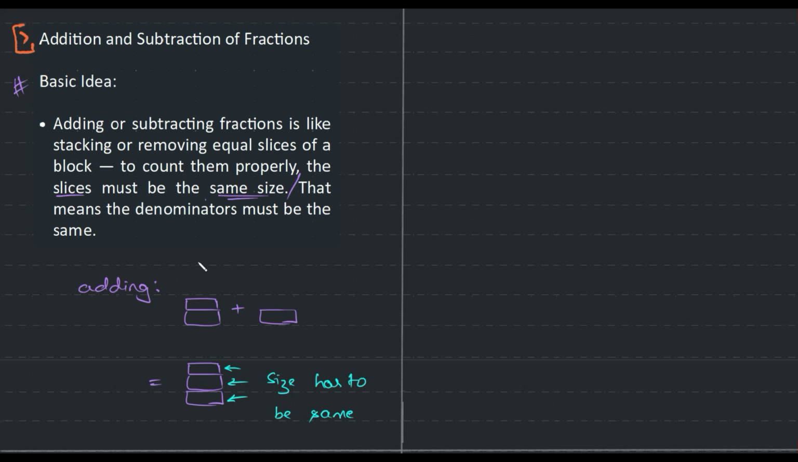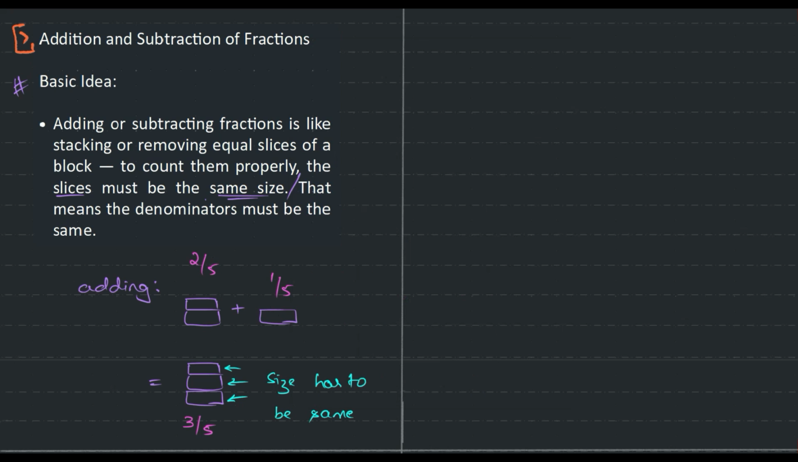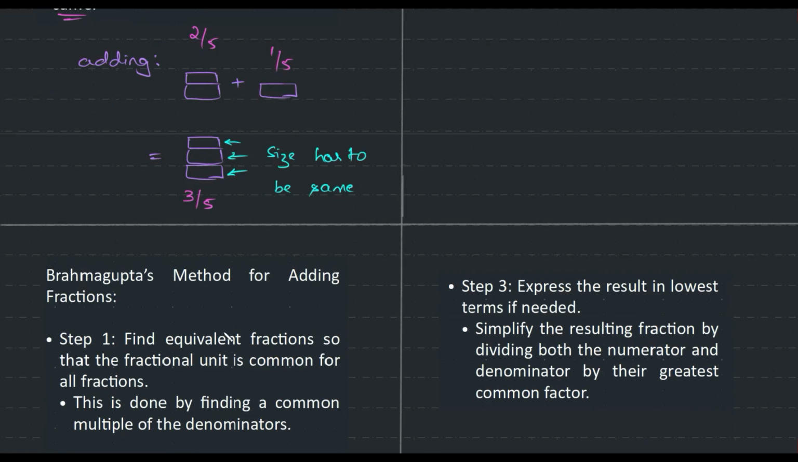This represents say 2 by 5 and this represents 1 by 5. And this will be what? 3 by 5. If the slices are not the same, like over here, if we stack it, what will you communicate exactly? It's not about just physical stacking, it's about communicating with numbers. So this can happen only if the denominator is the same. Okay, so don't worry, we'll be doing that now.